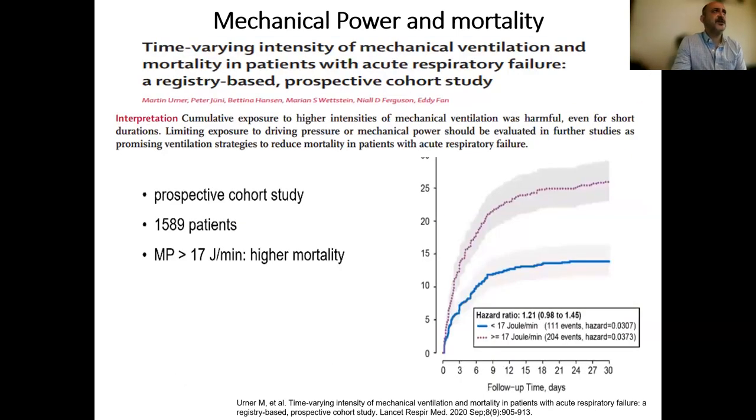Here again, another nice study, time-varying intensity of mechanical ventilation and mortality in patients with acute respiratory failure. So this was a prospective cohort of patients, pretty big cohort, 1,589. And they compared the mechanical power, and they found that mechanical power above 17 joules per minute had higher mortality. And you can see here, those in purple, above 17 joules per minute, had higher mortality compared to the ones in blue, which had less than 17.